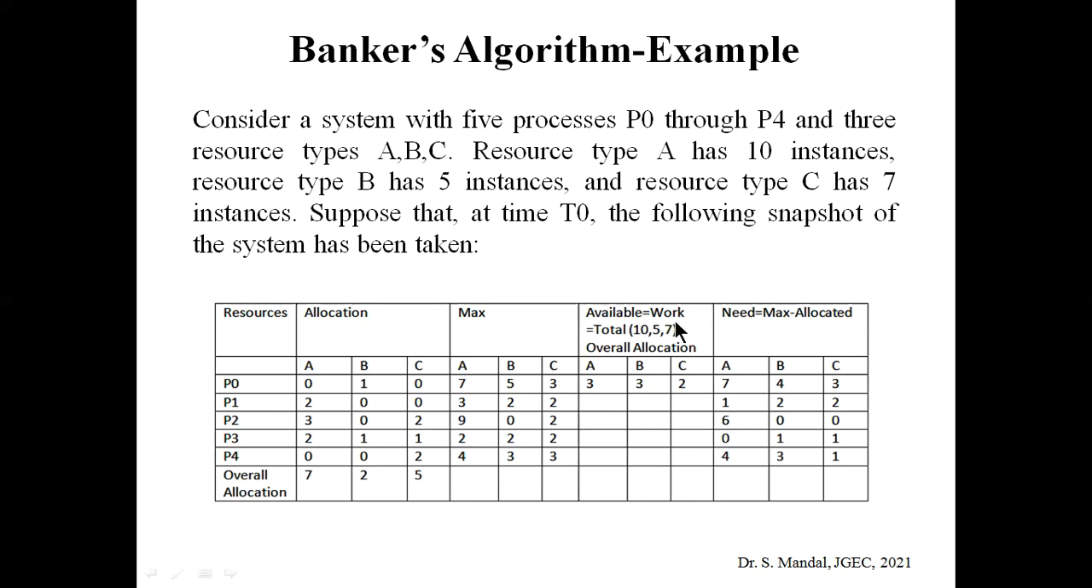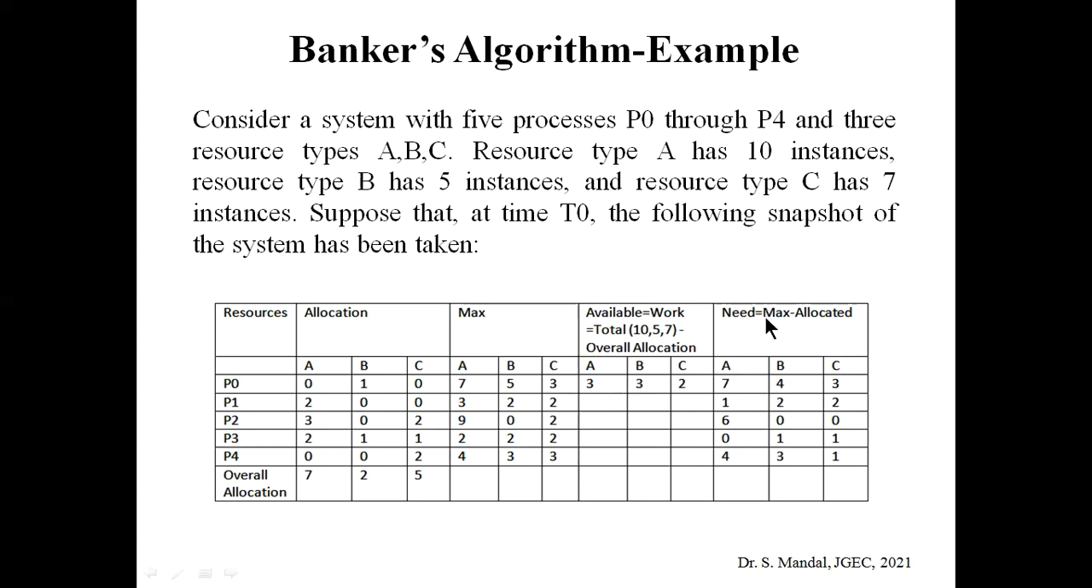Now available means total instances minus overall allocation. So 10 minus 7 means 3. This is available to us. 5 minus 2 is 3. 7 minus 5 is 2. So the available resources for A, B, C are 3, 3, 2 respectively.